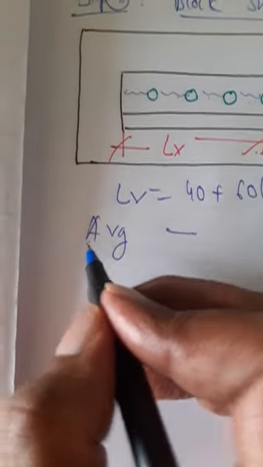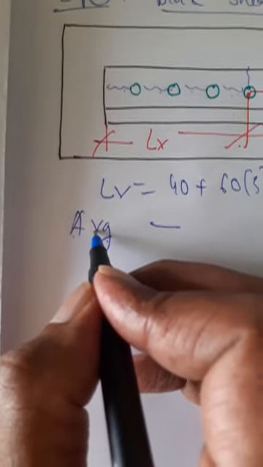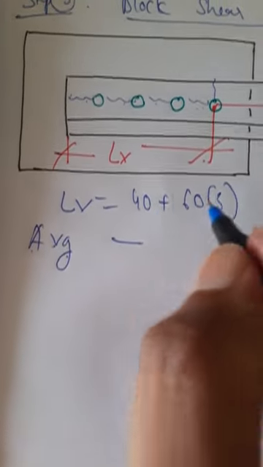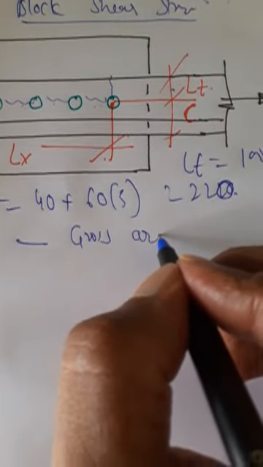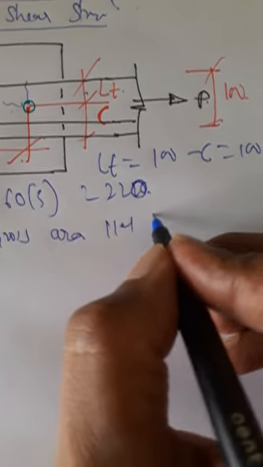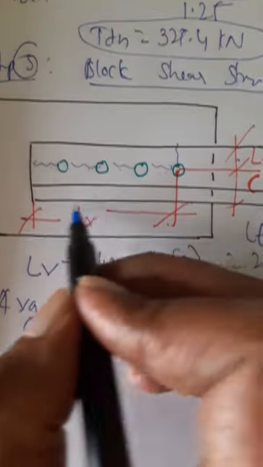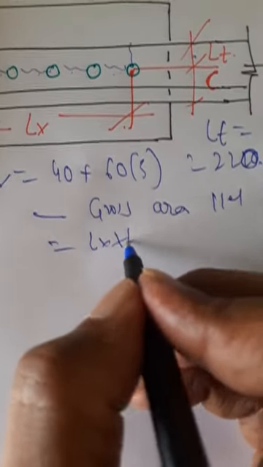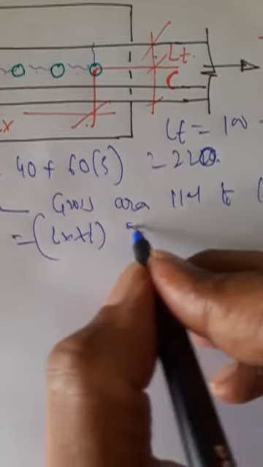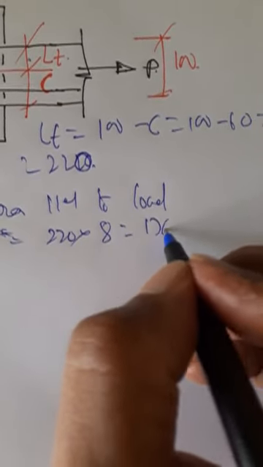Remember, A stands for area, V stands for shear, G stands for gross, and always remember shear is parallel to load. So write gross area parallel to load. Parallel to load means LV, and that is equal to LV into T. So LV is 220, T is 8, you have 1760 mm square.